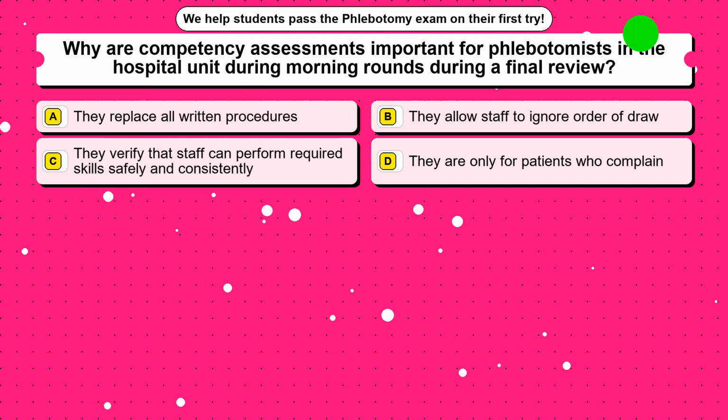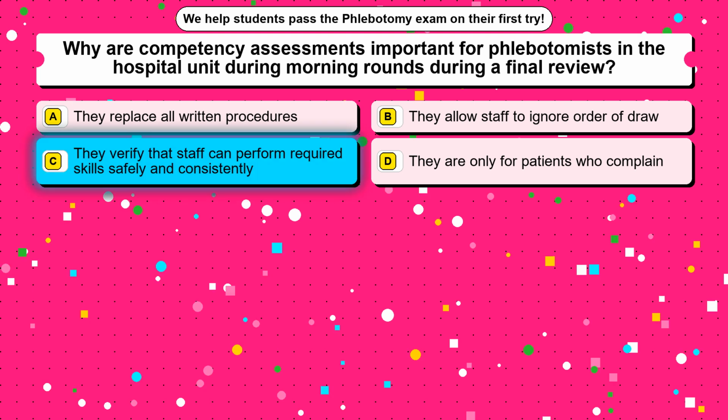Question 2. Why are competency assessments important for phlebotomists in the hospital unit during morning rounds during a final review? Option A. They replace all written procedures. Option B. They allow staff to ignore order of draw. Option C. They verify that staff can perform required skills safely and consistently. Option D. They are only for patients who complain.